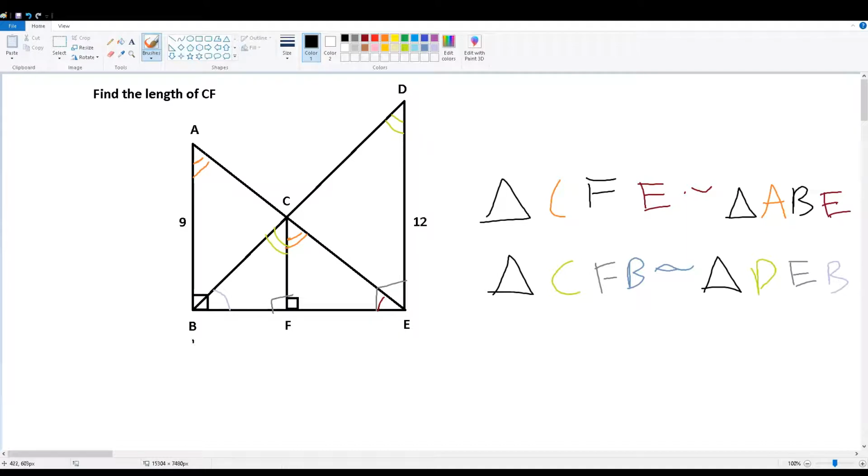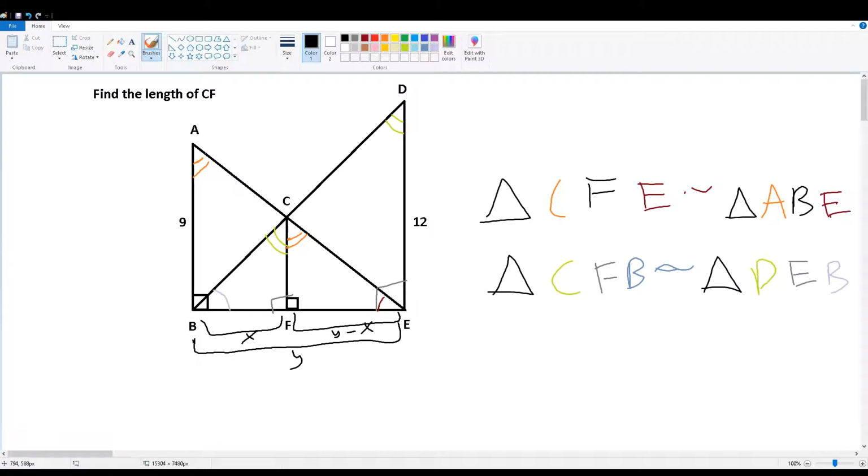We're going to call this whole thing y. We're going to call this x and this y minus x. So the line segment BE is y, BF is x, and then FE obviously has to be y minus x. So y minus x plus x is going to be y, the whole length.